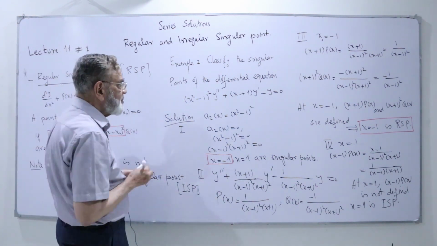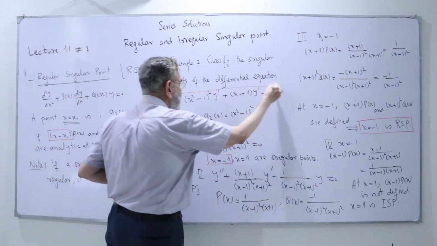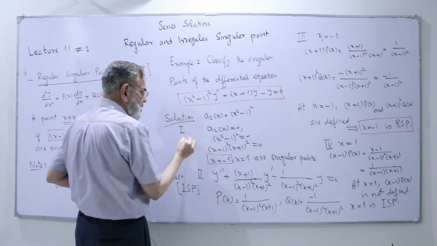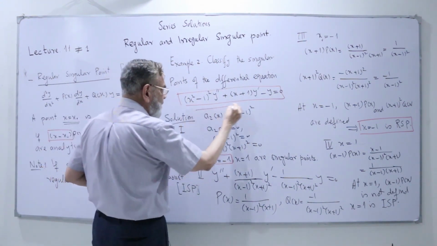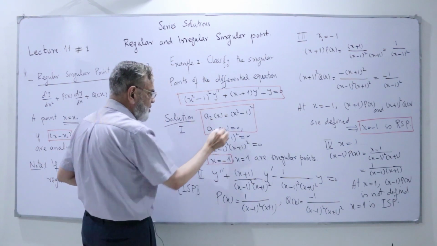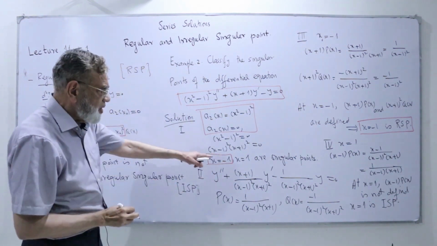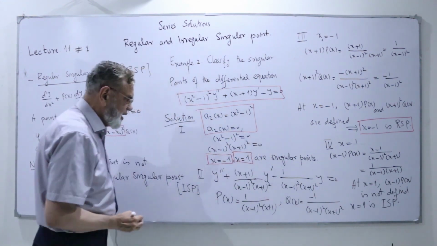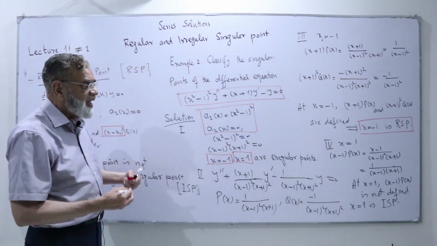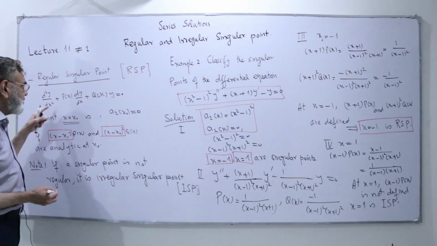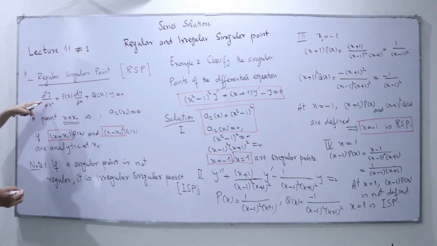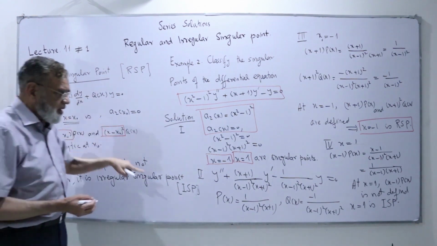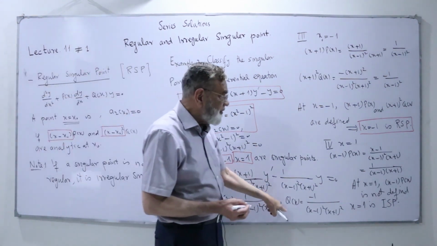So this was our equation. First we find the singular points by putting this value equal to 0. When equal to 0, we get 2 points, x equal to minus 1 and x equal to 1. They are singular points. Then we check whether they are regular or irregular. So first we write our equation in normalized form, making this coefficient 1, and find p of x and q of x.